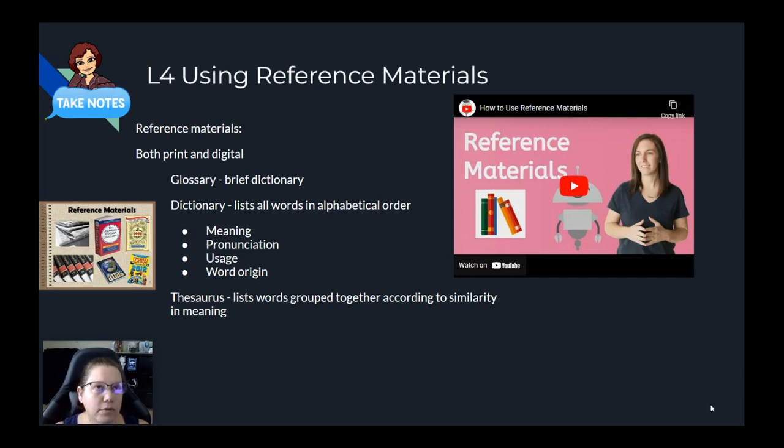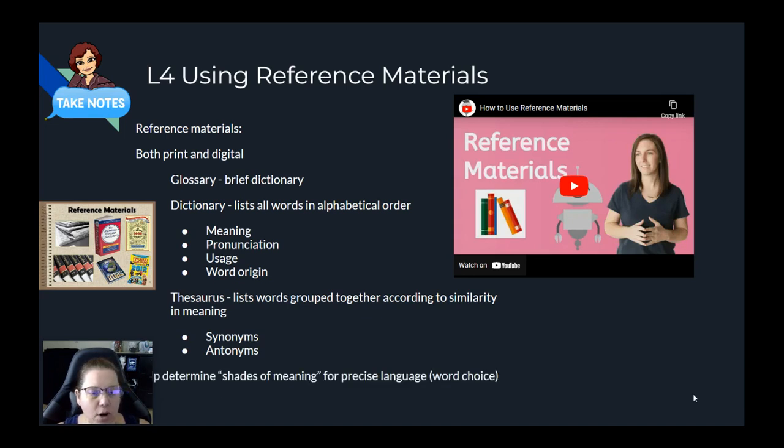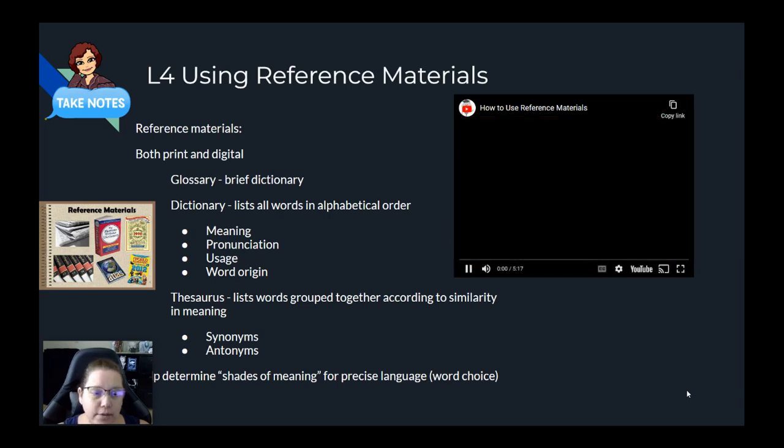So say you're looking for the word good, but you want a better word for the word good, then you would look up good in the thesaurus and try to come up with a word that fits what you're trying to convey a little bit better, right? As a writer. So a thesaurus can have synonyms or antonyms, like I said, the same or opposite. And it helps to determine shades of meaning for precise language like word choice, right?